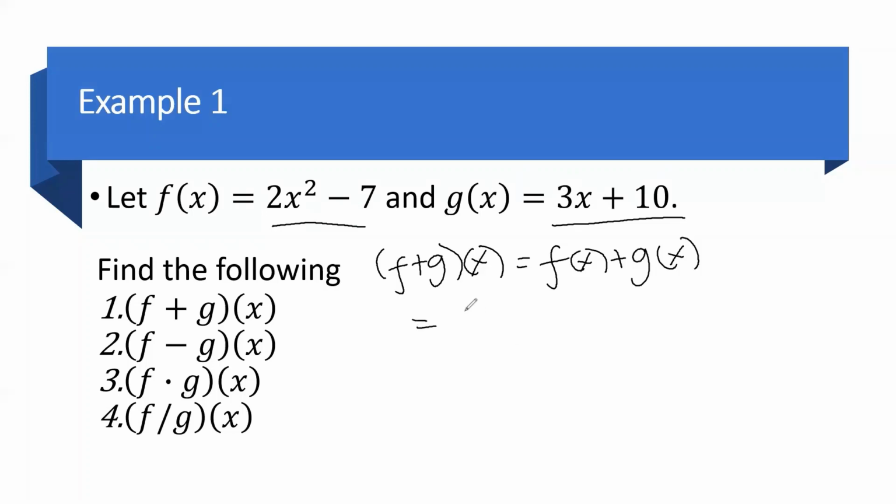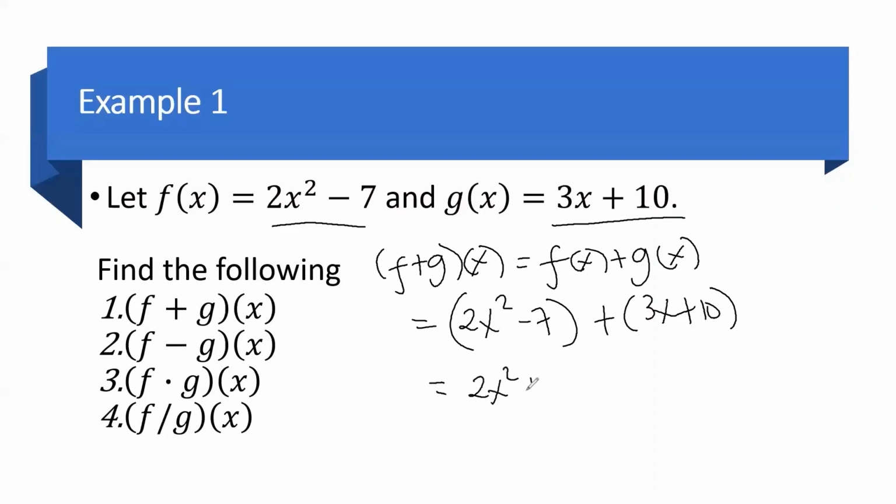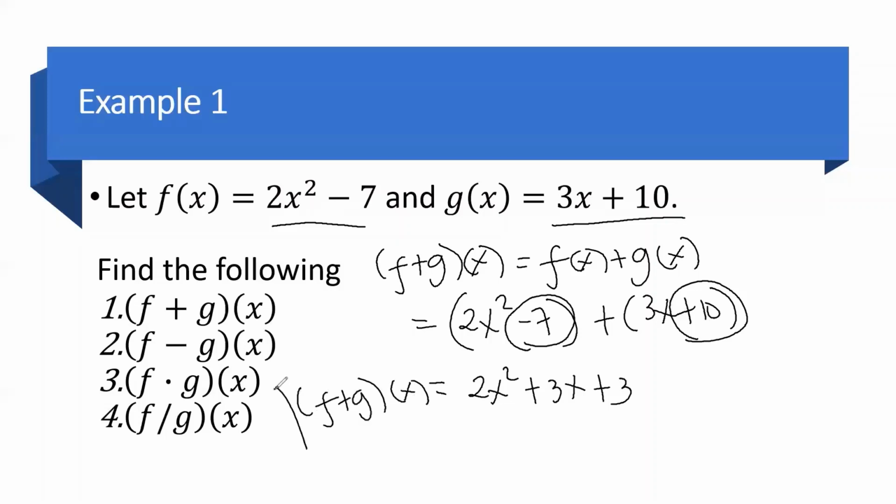So f of x is equal to 2x squared minus 7 and g of x is 3x plus 10. Now combine like terms. So 2x squared, just copy. Then we have plus 3x. Now we have two constants, negative 7 and positive 10. So negative 7 plus 10 is positive 3. So the sum, f plus g of x, is equal to 2x squared plus 3x plus 3.